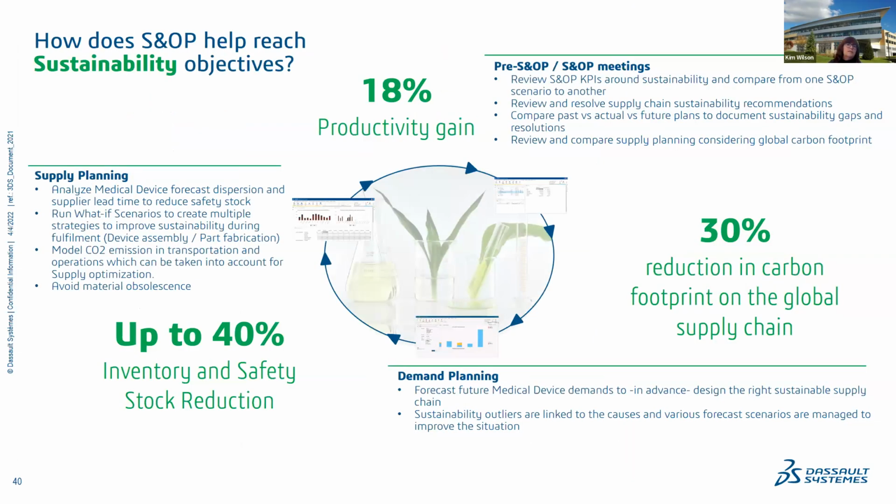And in terms of sustainability, you can see the numbers here, but demand planning, we didn't go into this in great detail, but you can do 30% reduction in carbon footprint if you consider the global supply chain. And as I mentioned, up to 40% on inventory and safety stock reduction when you're considering supply planning. And then when you pull the pre-S&OP and the executive S&OP people together, you're going to see an improved productivity gain of about 18%.